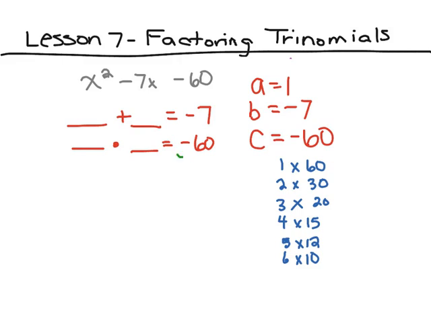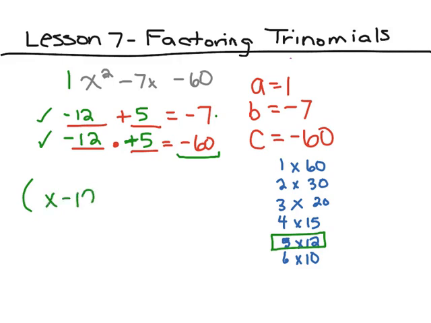We need two numbers that when you add them together, it'll make negative 7. Now, because this number is negative 60, one of these has to be a negative and one of them has to be a positive, because a negative and a positive make negative 60. So we want two numbers that when you subtract them, you'll get 7. And 12 minus 5 is 7. Because our negative 7 is the bigger number, we want negative 12 plus 5. Negative 12 times positive 5. When you get those two numbers to work, and a is 1, you put them into your brackets. So we have x minus 12 and x plus 5.